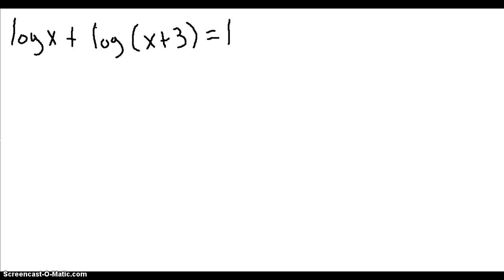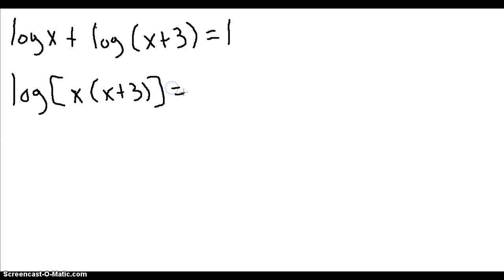So let's use the rule where if you're adding two separate log expressions, we can make it a single log of the two things being multiplied. So that means we're going to have the log, and since it's plus there, we're going to have x times x plus 3. Like I said, that's one of the properties of logarithms, and it's going to equal 1.